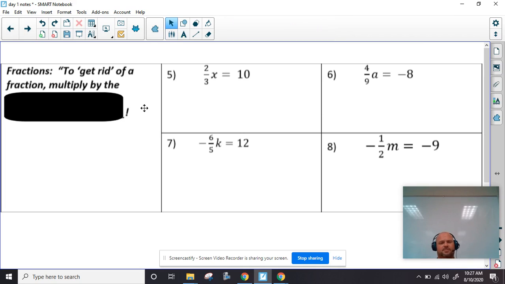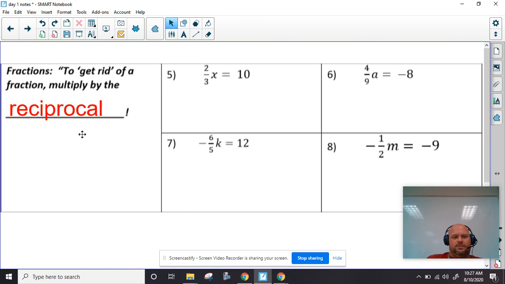Now, I really hate that I'm not getting to do this face to face, because this is one of my favorite things to teach on the first day. Okay, so fractions: to get rid of a fraction, you multiply by the reciprocal. Okay, that's basically the flipped form.